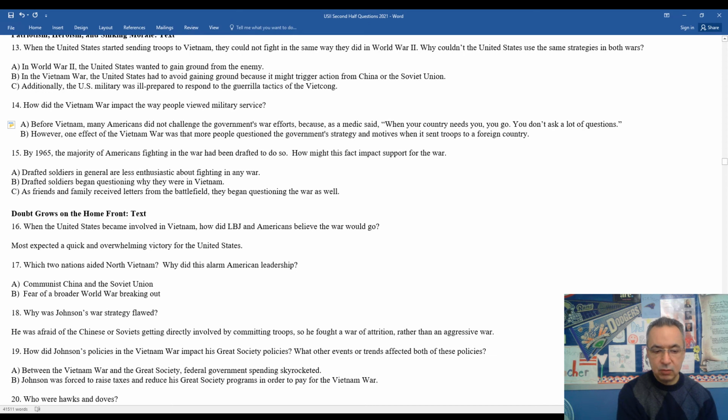Number 18, why was Johnson's war strategy flawed? He was afraid of the Chinese or the Soviets getting directly involved by committing troops, so he fought a war of attrition, meaning he hoped to get the North Vietnamese to eventually quit rather than decisively defeating them, which would have been a more aggressive tactic.